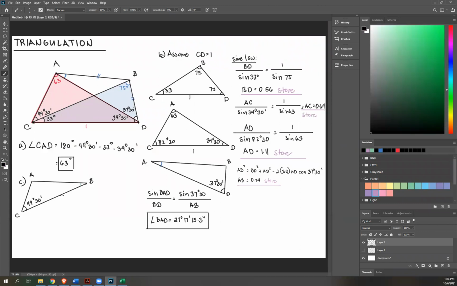I can use sine law here. So sine ABC over opposite side AC, we just solve for that, equals sine 49 degrees 30 minutes over opposite side AB. And you already know what AB is. Then please solve what is angle ABC.